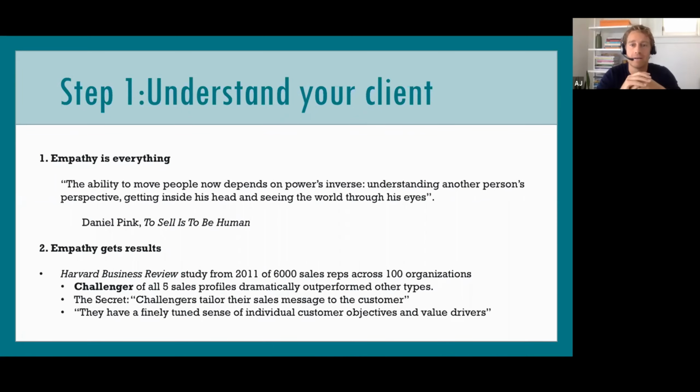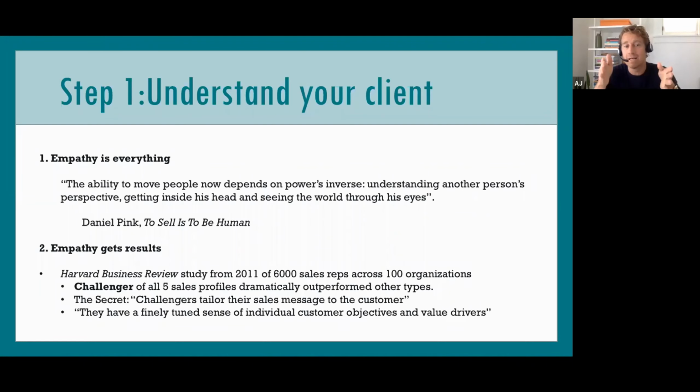Everybody's talking about it. It always has been, but if you read Harvard Business Review or Forbes or Inc., or any books that people are talking about, it's empathy. And I think overall this is a great thing. So Daniel Pink, a best-selling author, wrote a really fascinating book called To Sell Is to Be Human.